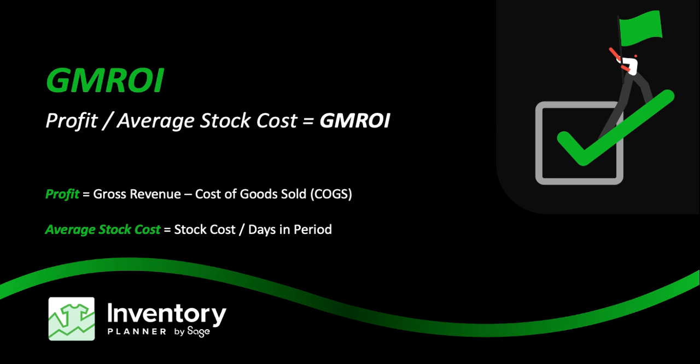Here's how it's calculated. GMROI equals profit divided by average stock cost. To ensure we're all on the same page, profit equals gross revenue minus the cost of goods sold, or COGS, and average stock cost equals the stock cost divided by the number of days in the chosen period.